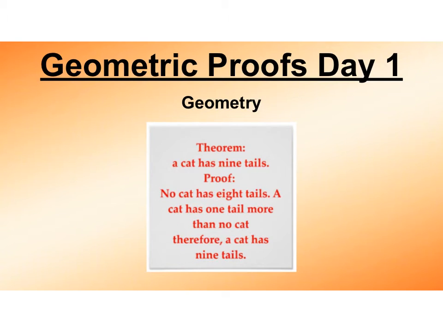Let's learn about geometric proofs. Theorem: a cat has 9 lives. Proof: no cat has 8 tails. A cat has 1 tail more than no cat. Therefore, a cat has 9 tails.